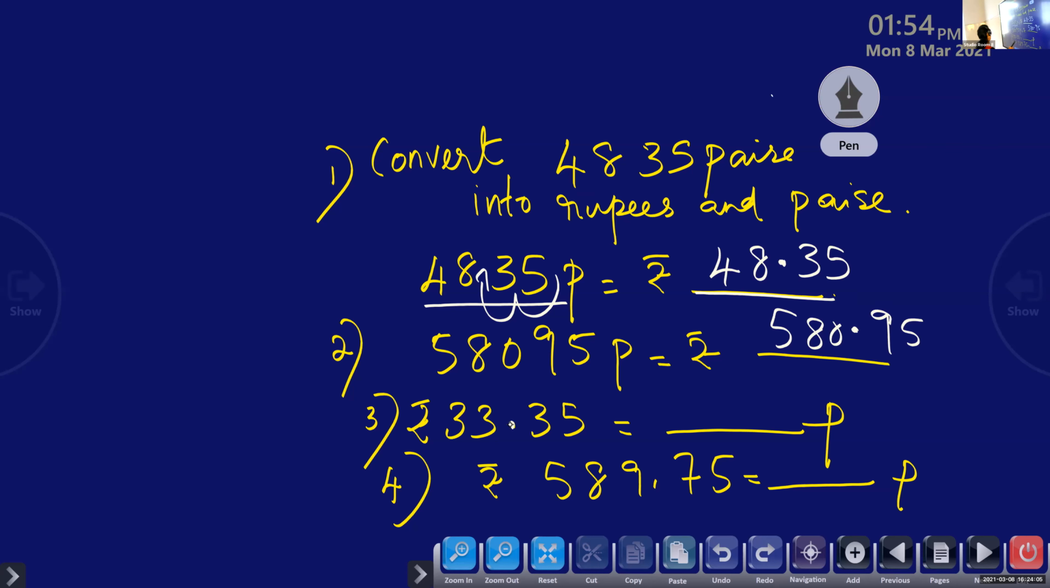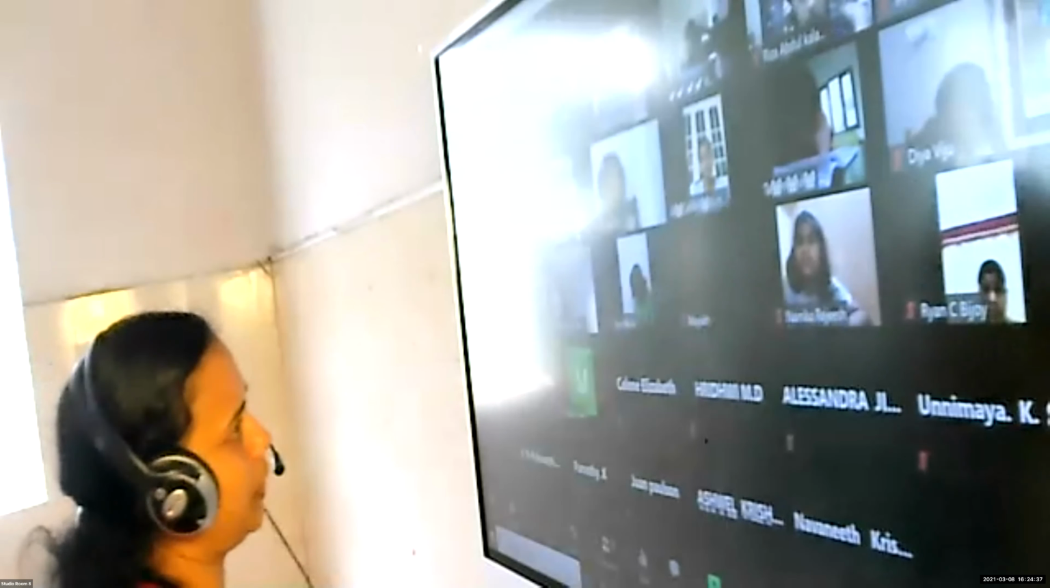Yes, who is calling? Ma'am, in the third question, we did the same question in the last 5th question. Okay, no problem, you can write. So what's the answer? 3335. So write the number without any decimal point, that means we are shifting to the right side. So here, 58975 paise. Okay, children, this much only from the chapter money conversion, rupees to paise and paise to rupees.